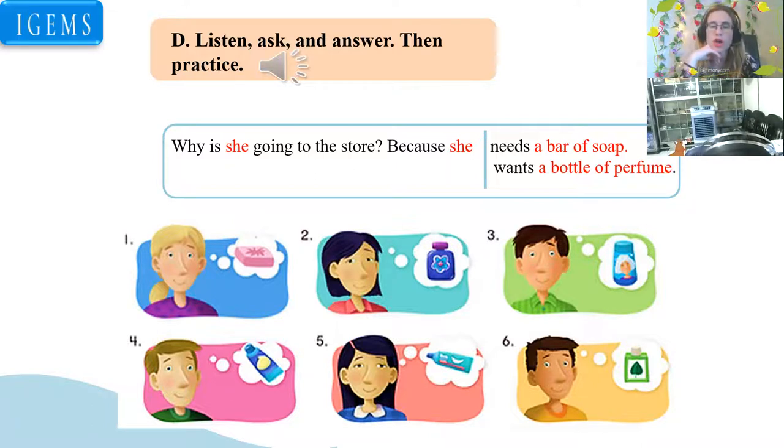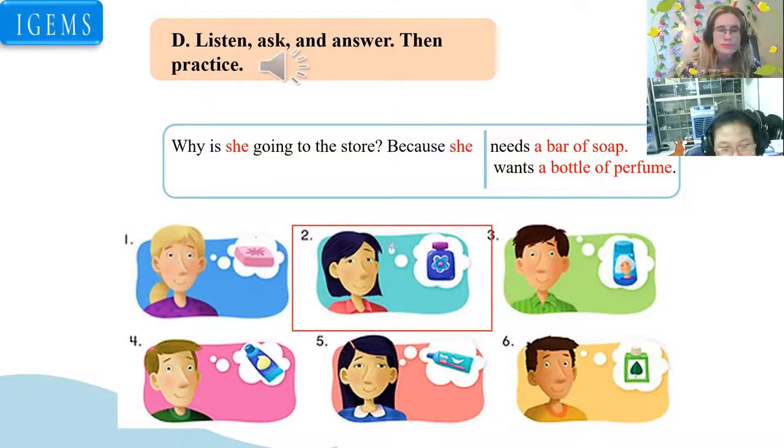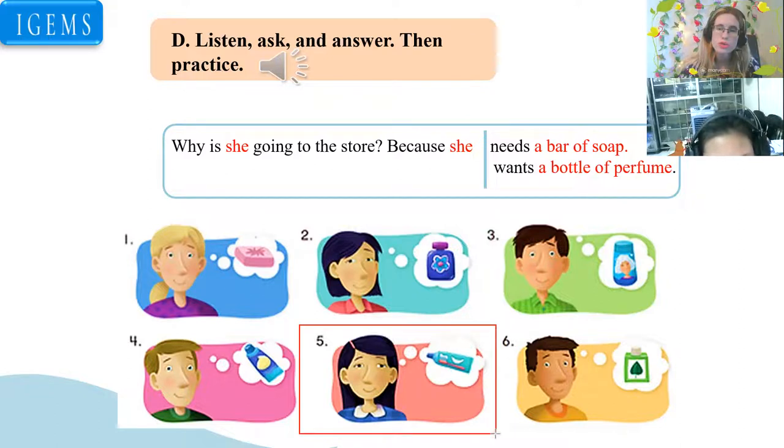Okay, so number two, why is she going to the store, Kelly? Were you listening to the audio? Yes. Why is she going to the store? Because she wants a bottle of perfume. Good job. Number five, why is she going to the store? Because she needs a tube of toothpaste. Good job.